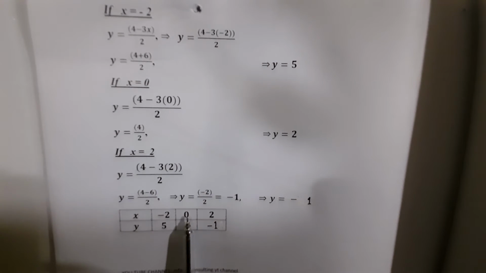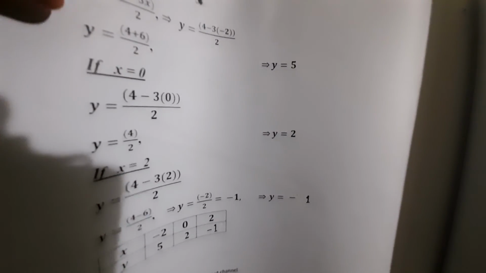If x is equal to 2, 4 minus 3 multiplied by 2, 6, it becomes minus 6. 4 minus 6 divided by 2. So 4 minus 6 is minus 2, minus 2 divided by 2 is minus 1, y is equal to minus 1. So completing the table, x was minus 2, y was 5; x was 0, y was 2; x was 2, y was minus 1.